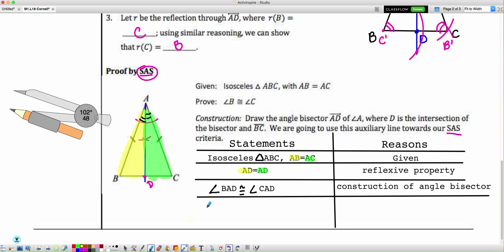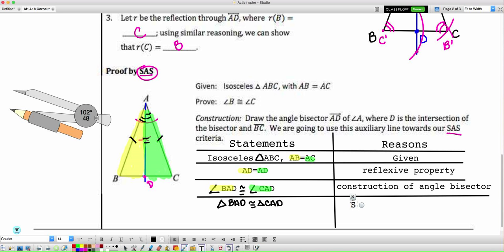Again, if you're color coding, you could note that BAD was the one in the yellow triangle, and CAD was the one in the green triangle. Now going back and comparing the two triangles to each other, this triangle on the left has this side, this angle, and this side. And the triangle in green has that similar combination, side, angle, side. So now I could just go forth and say that triangle BAD is congruent to triangle CAD. And my reason would be SAS congruence.